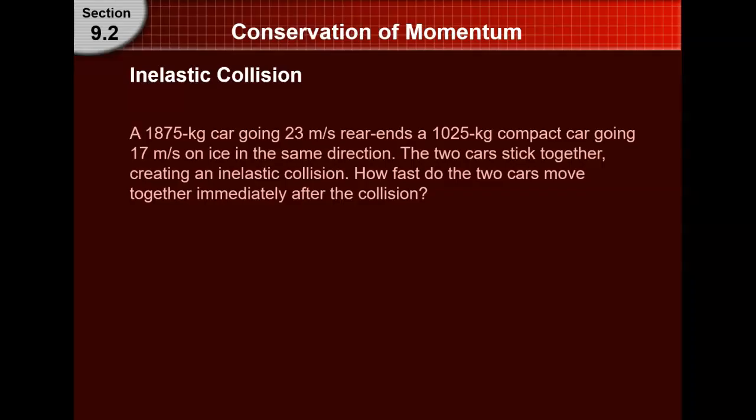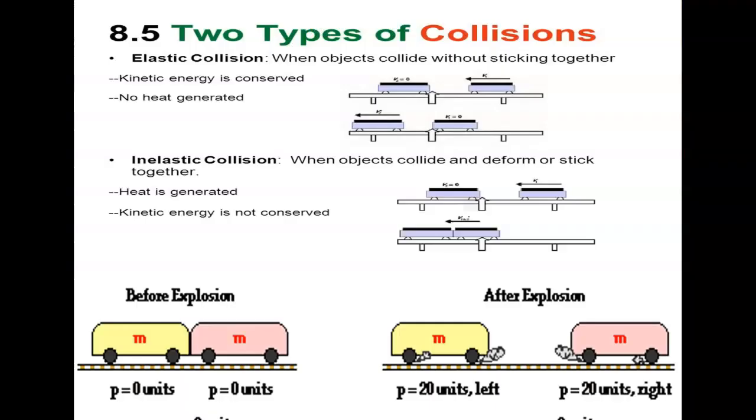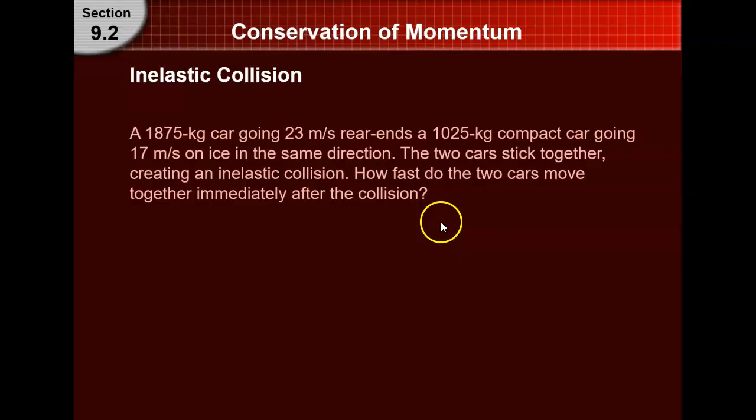All right, so we're going to talk about an inelastic collision first, where they hit and stick together. Okay. So a 1,875 kilogram car is going 23 meters per second when it hits another car going in the same direction on the ice. So it skids and slows down a little bit. The two cars stick together, creating an inelastic collision. How do the two cars move together immediately after the collision?